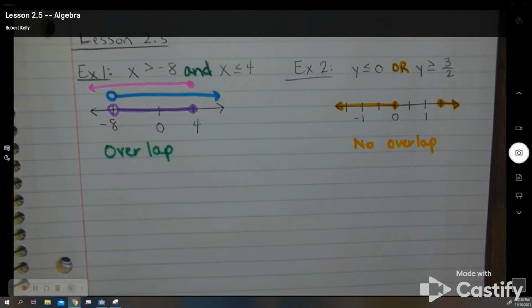And is overlap. That means it has to be true for both things. So for example, 0 would be true for both in this one over here.